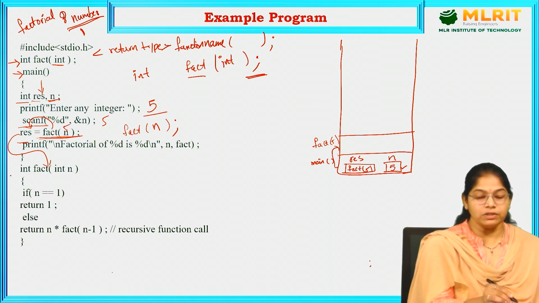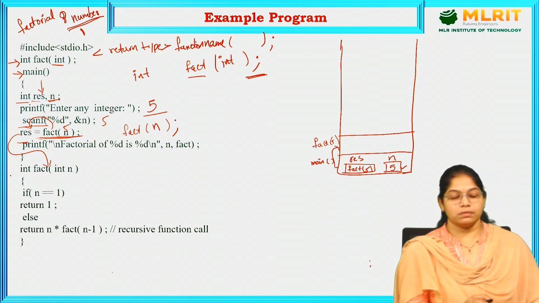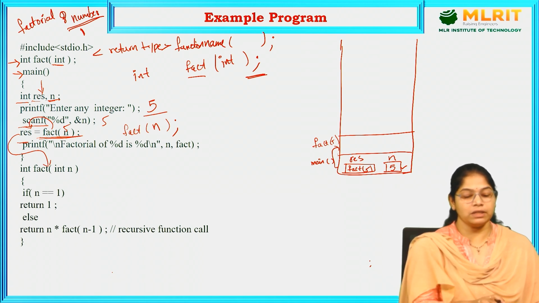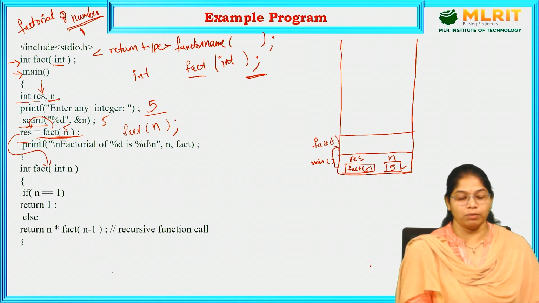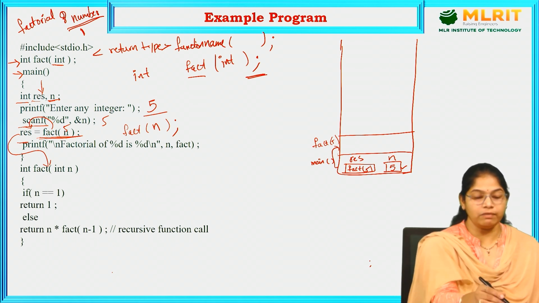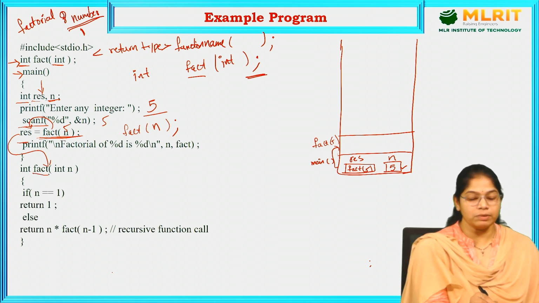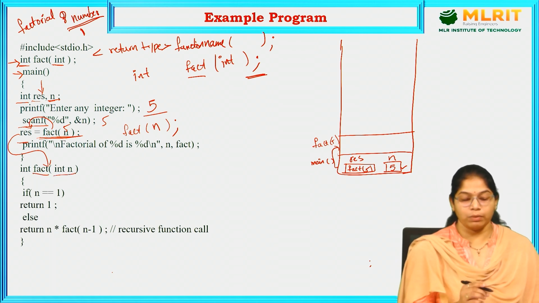The definition must be the same as the declaration. That means the return type, function name and the arguments. Here the return type is int, and in the declaration also the return type of the function is int. Then the function name is fact. How many arguments are we passing? Only one argument.